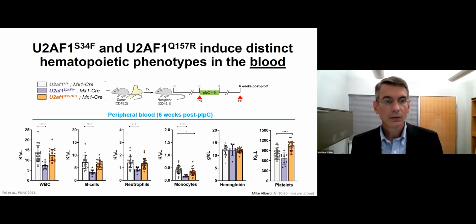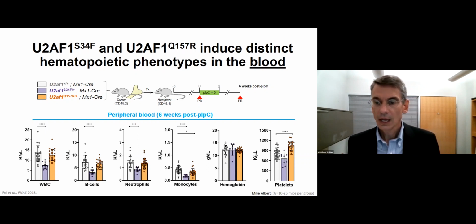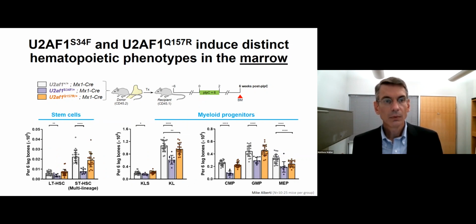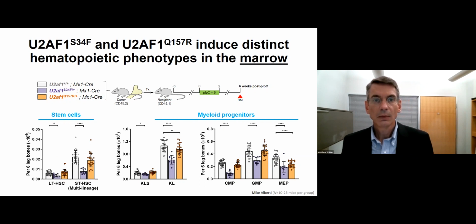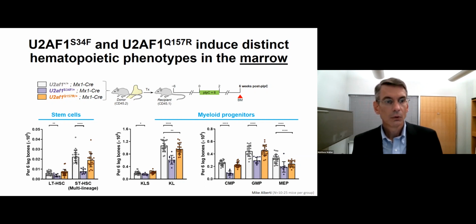Now, strikingly, the Q157R heterozygous mutant mice did not show this reduction in cell count and actually had a mild increase in the platelet count. If we look into the bone marrow, similar distinct hematopoietic phenotypes are observed, with a reduction in cell numbers for the S34F mice, but largely not for the Q157R mice.